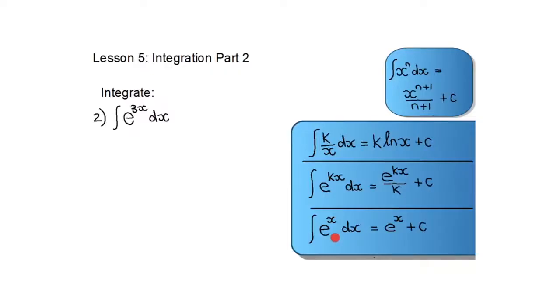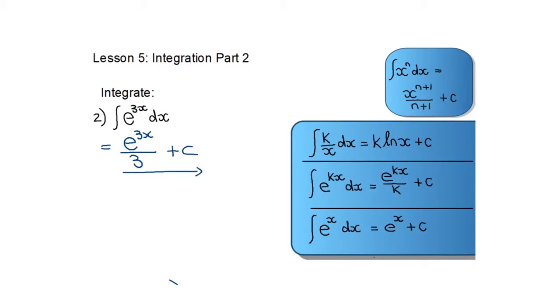So let's try and integrate what is given here. I have to integrate e to the power 3x. So I will be using this rule, and now I've got e to the power 3x, so the k is replaced by 3. So the answer will be e to the power kx, which is 3x in this case again, divided by the k, which is 3, plus the constant.